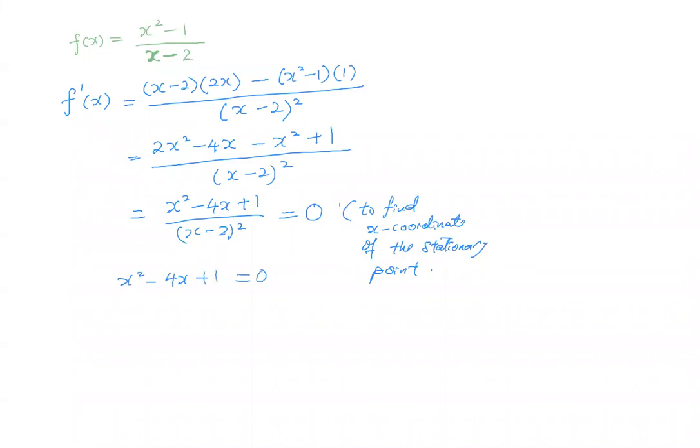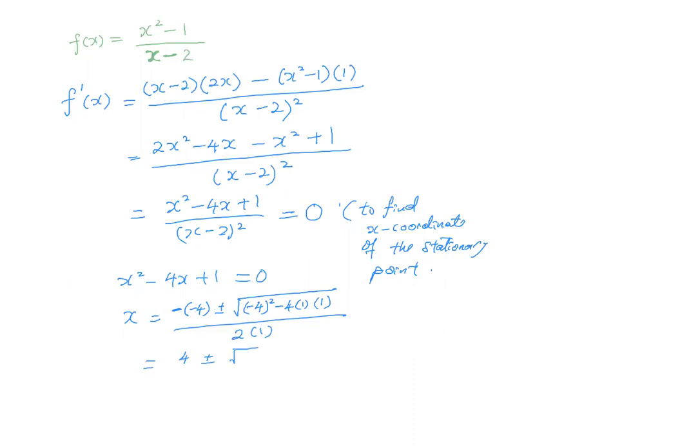So this is a quadratic. If you have a scientific calculator that can give you the answer straight away, then you can do so. So your x will be equal to, you use this formula, negative b plus or minus square root of b squared minus 4ac, over 2a. So this one is 4 plus or minus, use your calculator.